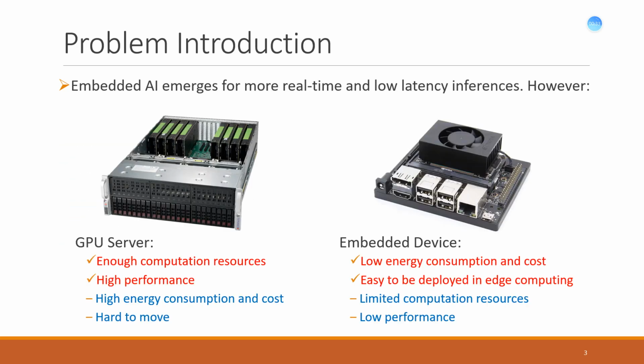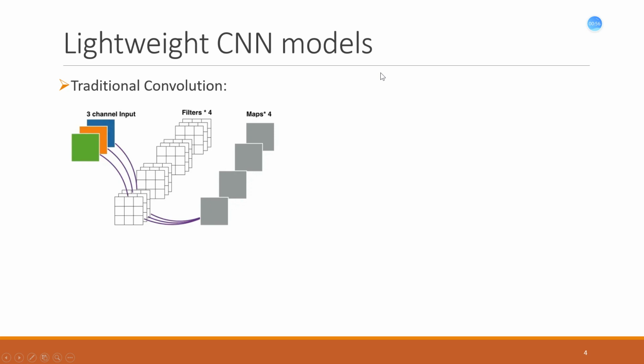Nowadays, embedded AI emerges for more real-time and low-latency inference tasks, such as object detection. Although compared to the original GPU server, the embedded devices have lower energy consumption and are easy to be deployed in edge computing environments, they suffer from limited computation resources, which lowers their inference performance. Thus, people usually adopt lightweight CNN models to relieve the computation pressure in embedded devices.